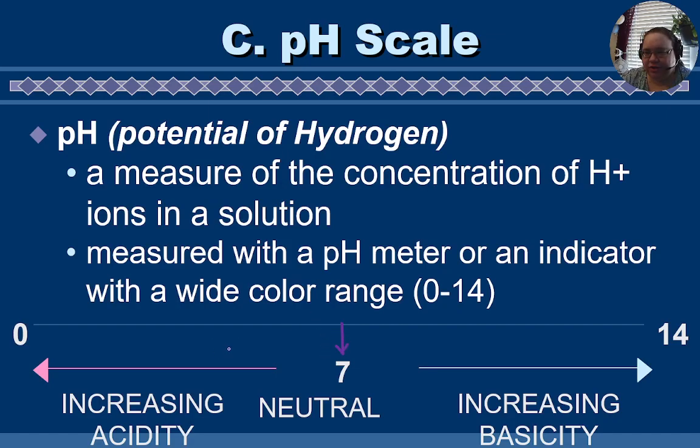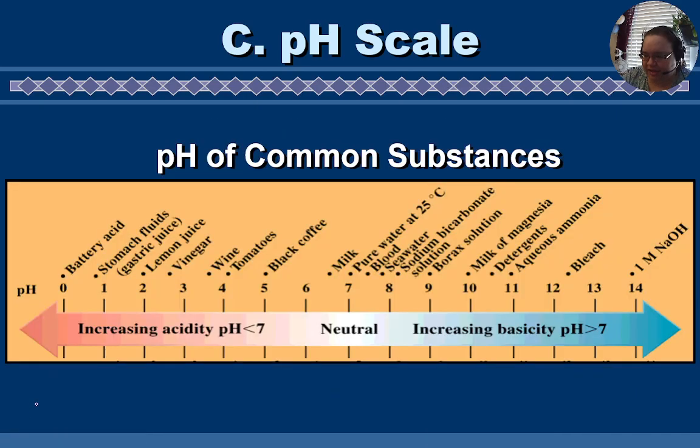And as I said earlier, your weak acids tend to be between 2 and 7. Your weak bases tend to be closer to that 7, so between that and about 12. And your strongs are at the ends.